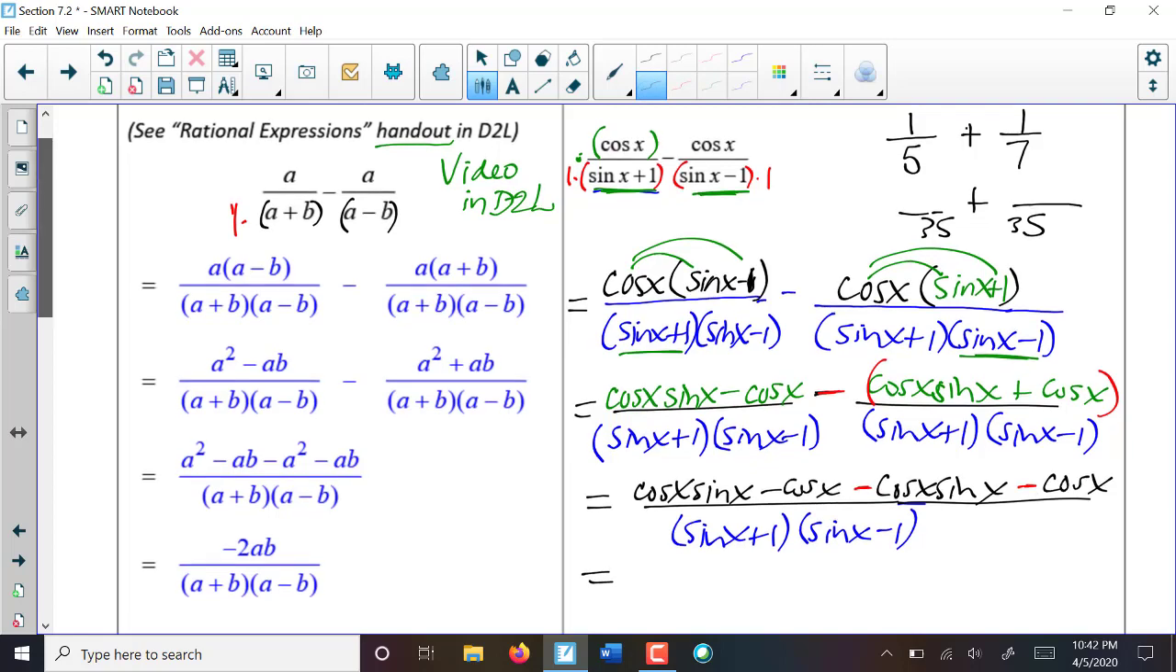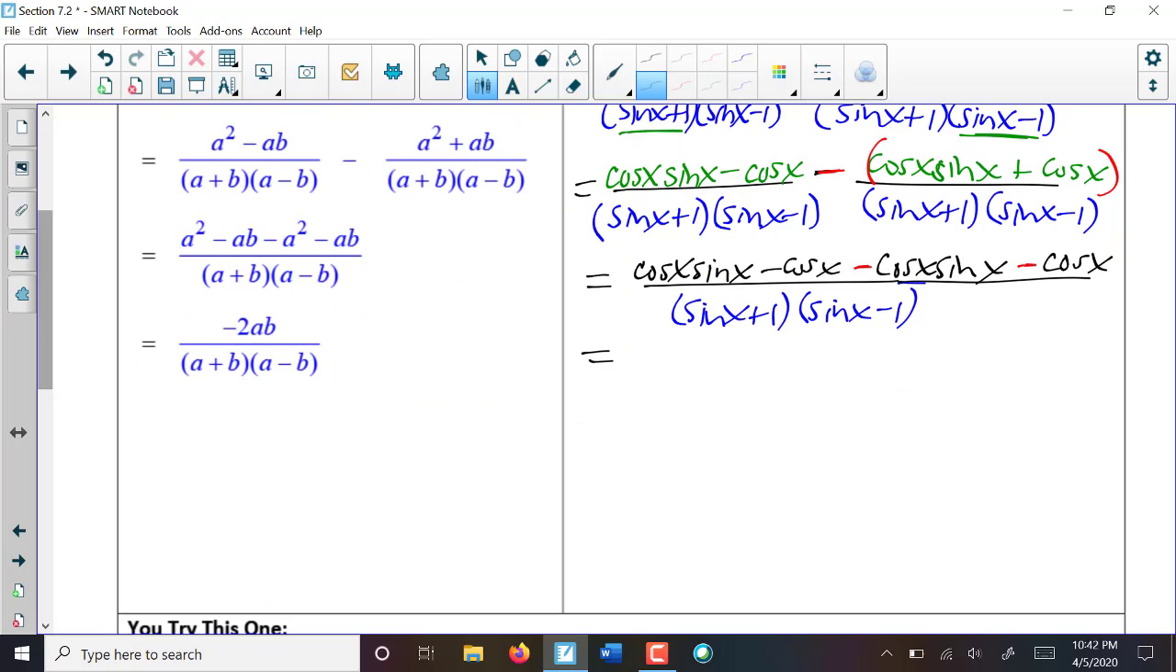Now combine like terms. So what happens? Cosine x sine x minus cosine x sine x. These would add up to be 0. I have negative 1 cosine x, and negative 1 cosine x becomes negative 2 cosine x. Okay, now, great. But here's the deal.